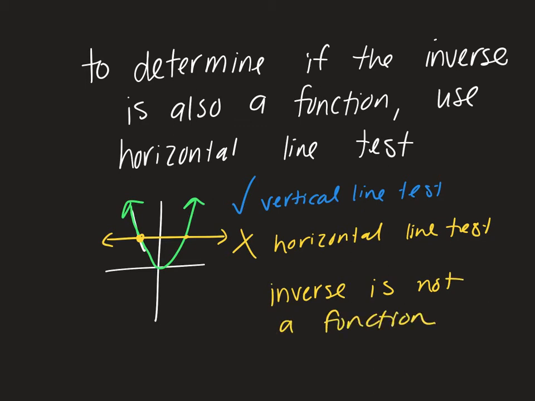Right, and since the inverse is not a function, that means that this is not a one-to-one function. You'll see that in the book. A one-to-one function basically just means that the equation itself is a function and the inverse is also a function. So they both have to pass the vertical and horizontal line test to be one-to-one.